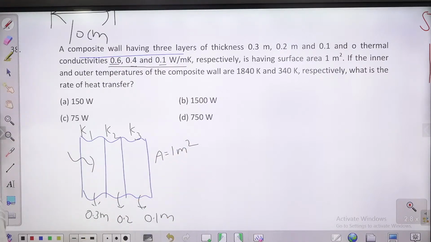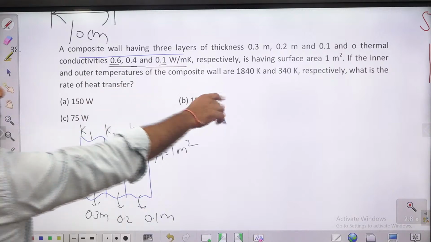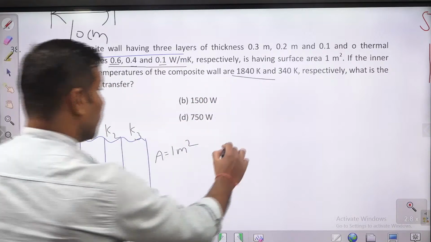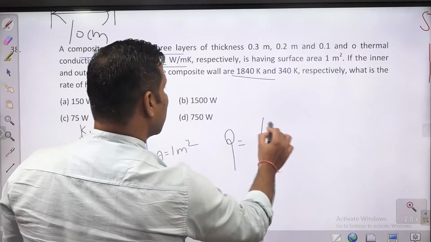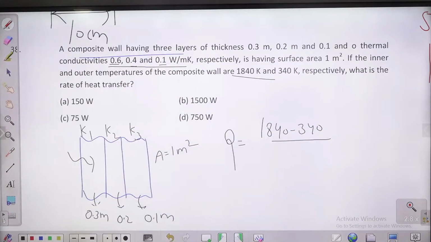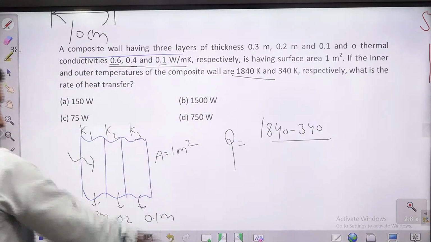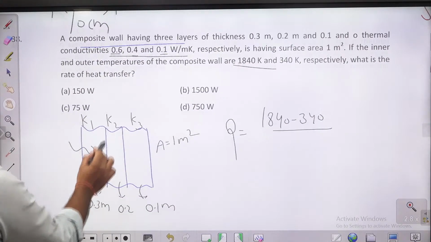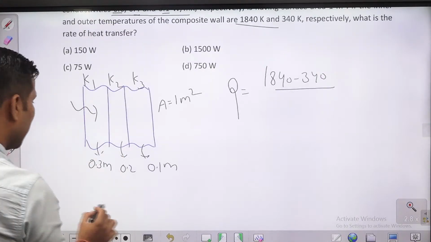Now what is asking you? The inner temperature, outer temperature difference is also given. He's asking you the heat transfer. So heat transfer is nothing but the temperature difference, 1840 minus 340, divided by the resistance. These all are in series, guys. It can become a slightly lengthy question, but it is very easy.